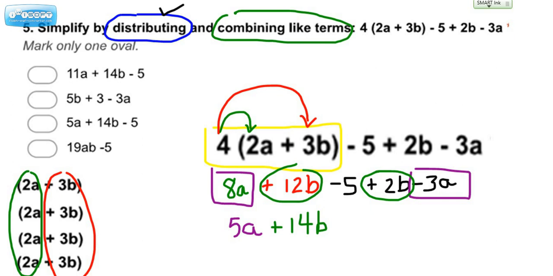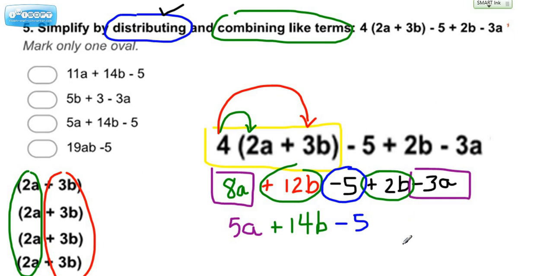All right, and then we have this lonely numeric value here, or what we sometimes call a constant, and there's nothing to combine that with. If there had been a number over here, like let's say this was plus 2, then we would do a -5 and a plus 2 and come up with that one numeric value. But this is the only one that's here, so we're just going to copy it down.